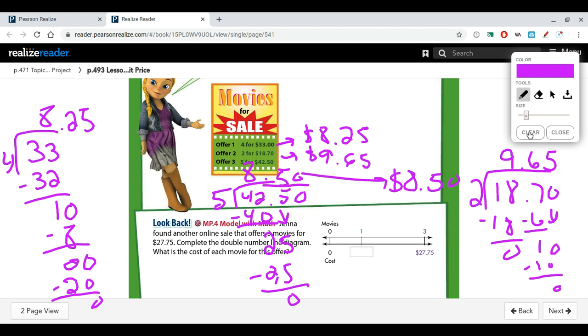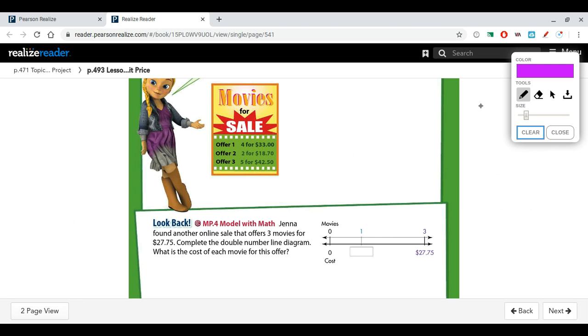Okay, let's go ahead and take a look at the look back. It said Jenna found another online sale that offers 3 movies for $27.75. Complete the double line diagram. What is the cost of each movie of this offer? So we have 3 that we're going to divide into $27.75. So when I divide that into $27.75, I bring my decimal straight up.